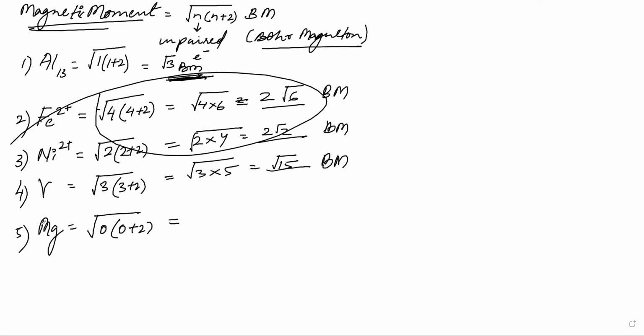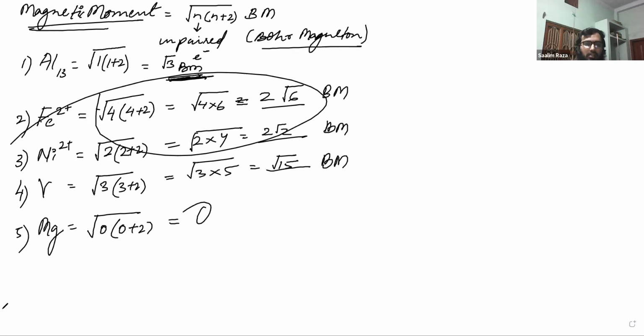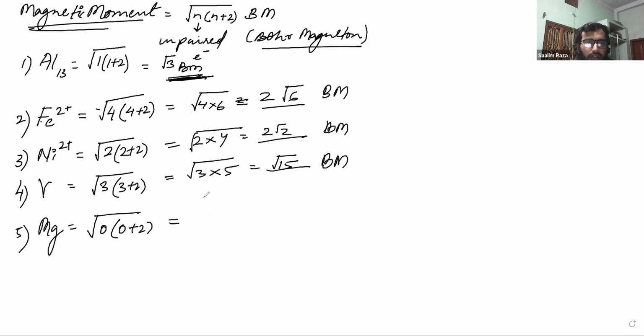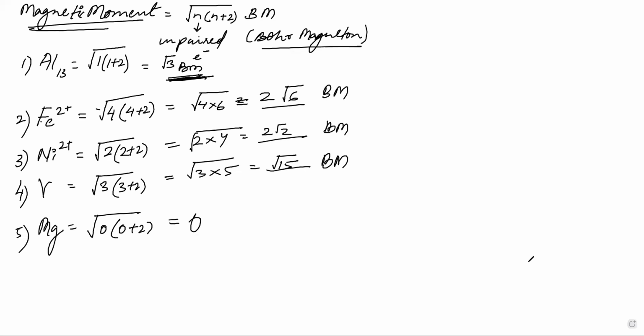Oh, okay, sir. Sorry. What will be this? This will be 0, right? Root 2, root 2, 2 root 2, 2 root 2. Fine. Now we have done magnetic moment. Noted everything? You're done with magnetic moment.